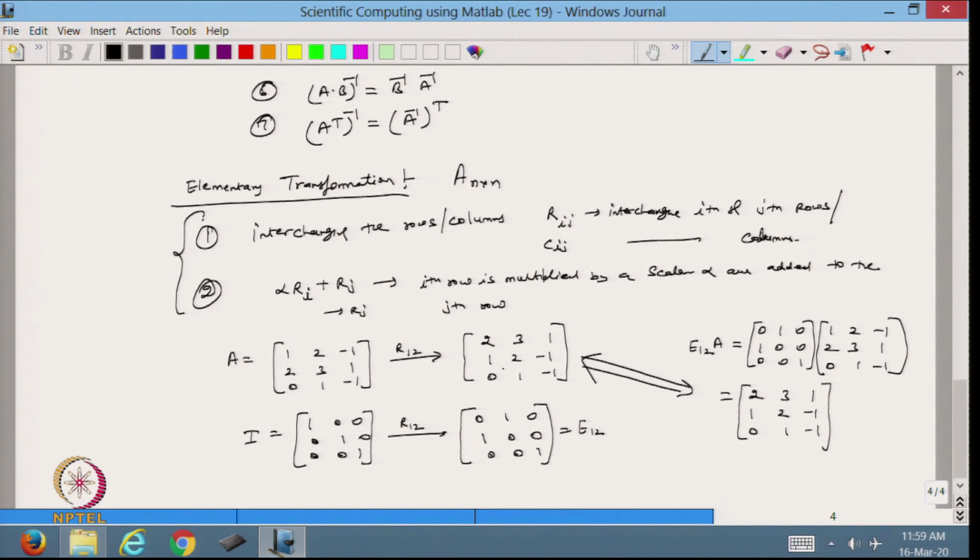So, instead of applying the operation directly, if I apply the elementary operation on the unit matrix, I get the elementary matrix, and if I pre-multiply with it, I get the same output as we got from here. This is what we have done.